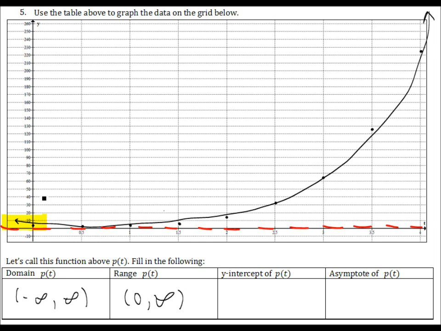The y-intercept of this graph, it's hard to tell, but that point you plotted was the point (0, 1). And lastly, that asymptote of P of t. It's a horizontal asymptote, which makes it the line y equals 0.